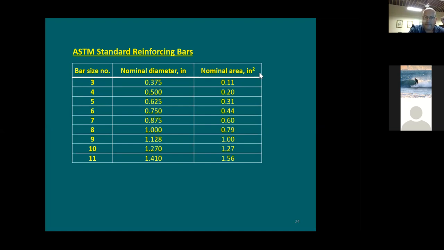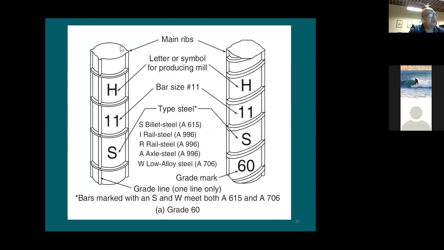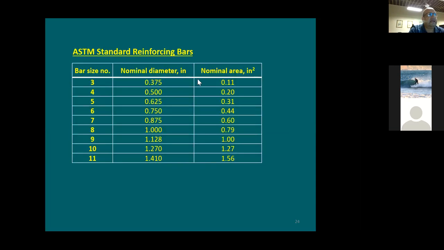The nominal diameter is 1/8 of the bar size. Nominal diameter means the diameter of the rebar, like in here, distance from here to there. It says nominal because if you measure the actual rebar diameter, it's not exactly this. It's gonna be close to it.